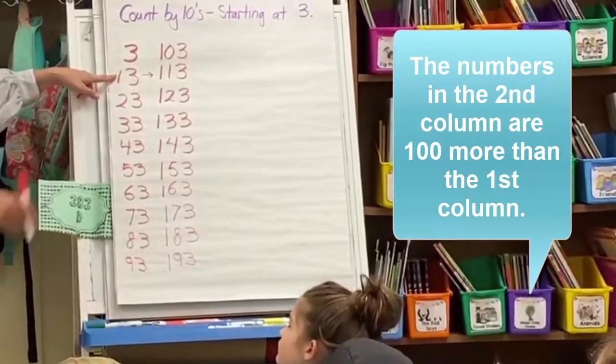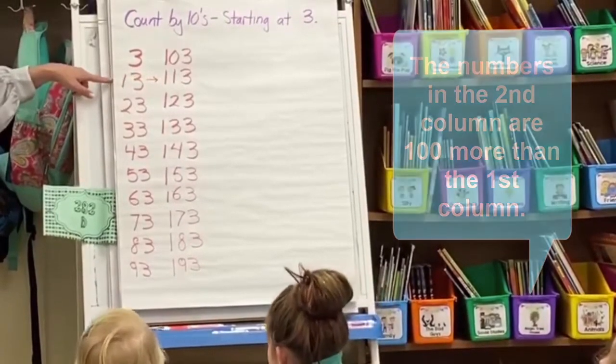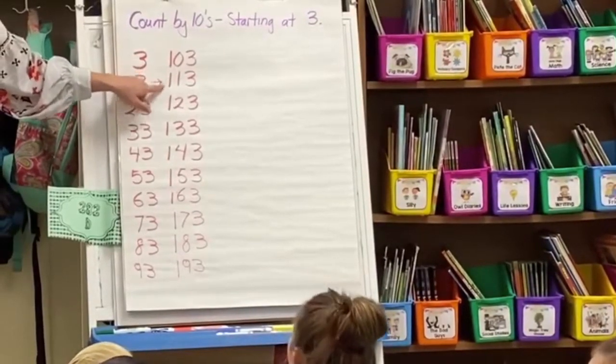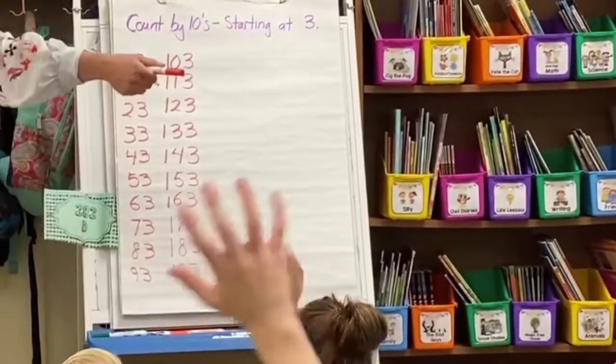What do you think? It has one more extra 100. It has 100. Does this number have any hundreds? Does this number have 100? Yes. Yes, it has 100. So what comes after 193 if we're counting by tens? What do you think?